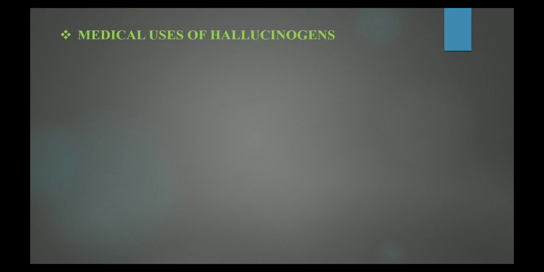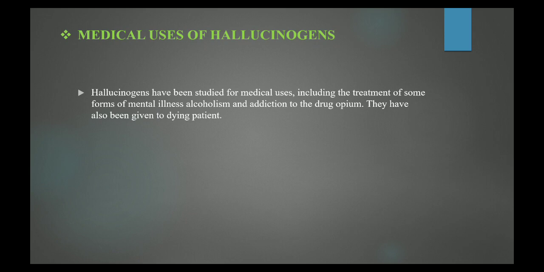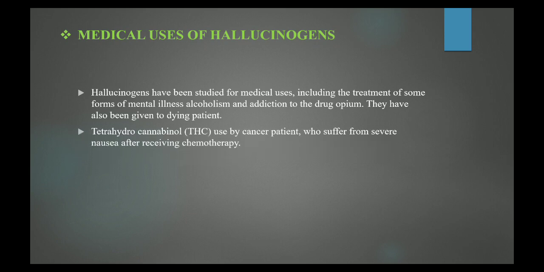Then medicinal uses of hallucinogens. Hallucinogens have been studied for medical uses, including the treatment of some forms of mental illness, alcoholism and addiction to the drug opium. They have also been given to dying patients. Tetrahydrocannabinol (THC) is used by cancer patients who suffer from severe nausea after receiving chemotherapy. THC is also used to reduce eye pressure in treating severe cases of glaucoma.